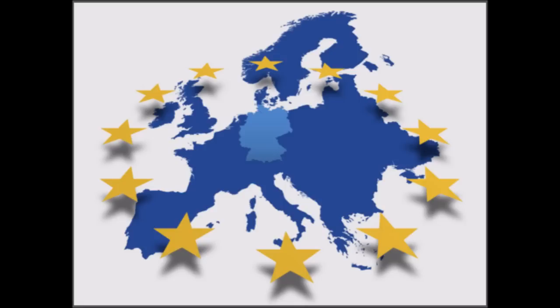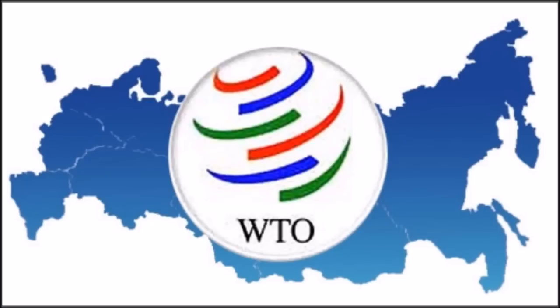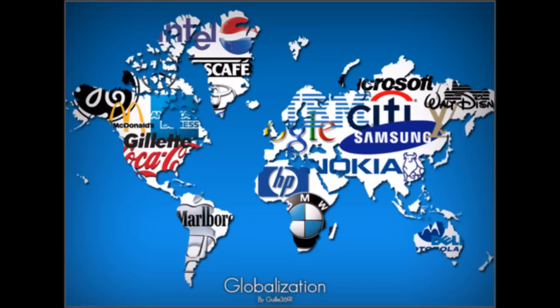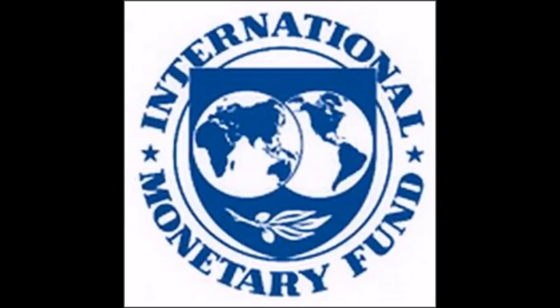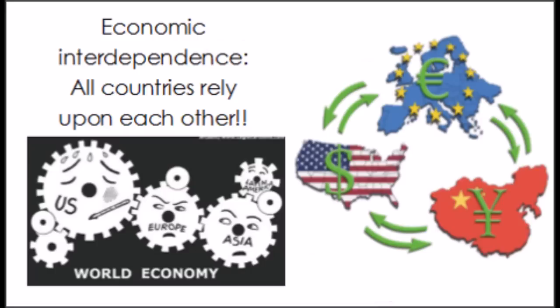This is a map of the European Union. The logo of the WTO, or World Trade Organization. This is a good graphic showing you global interdependence. This is the logo of the International Monetary Fund. This is the logo of NAFTA, the North America Free Trade Association between the US, Mexico, and Canada. This is a great logo that demonstrates economic interdependence.